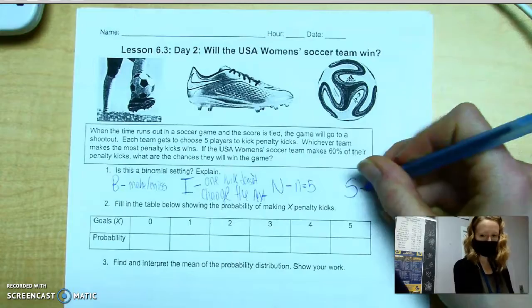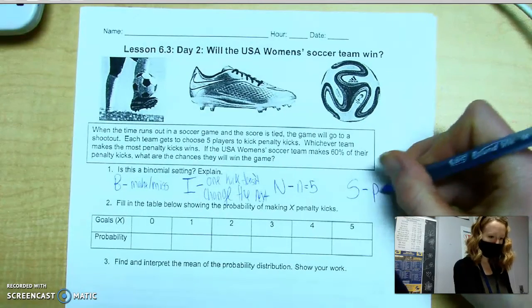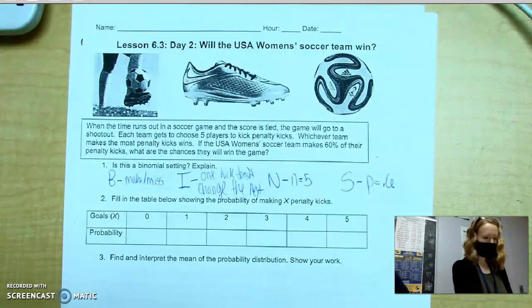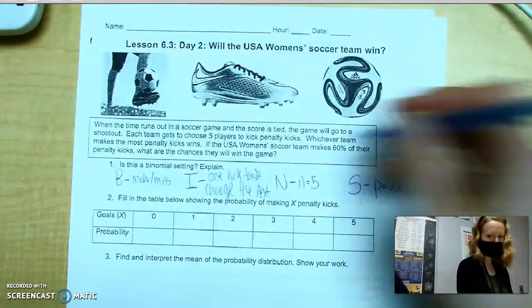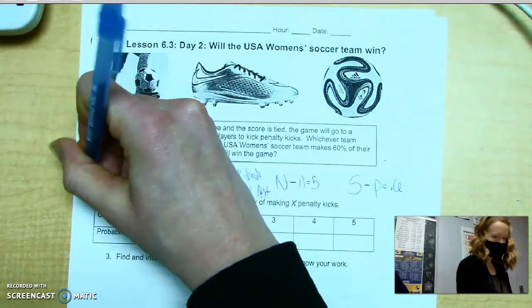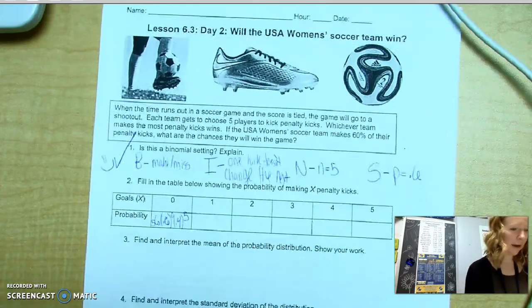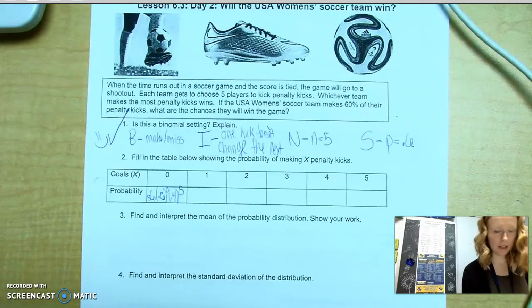And then S stands for same probability. In this case, that probability is 0.6 of making those shots, right? So we hit bins, so this is a yes. Right? Woohoo!